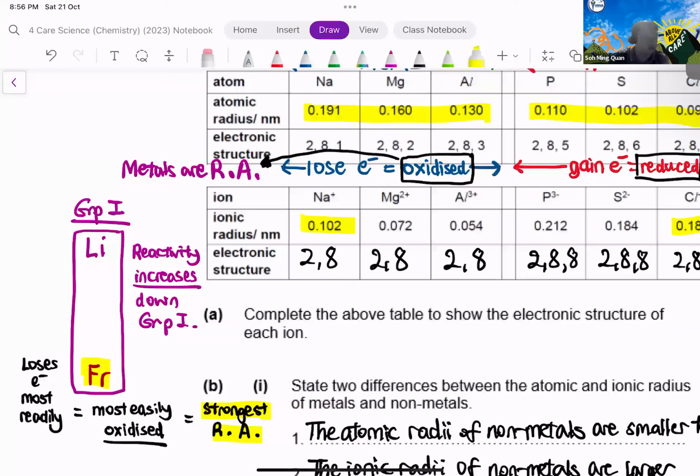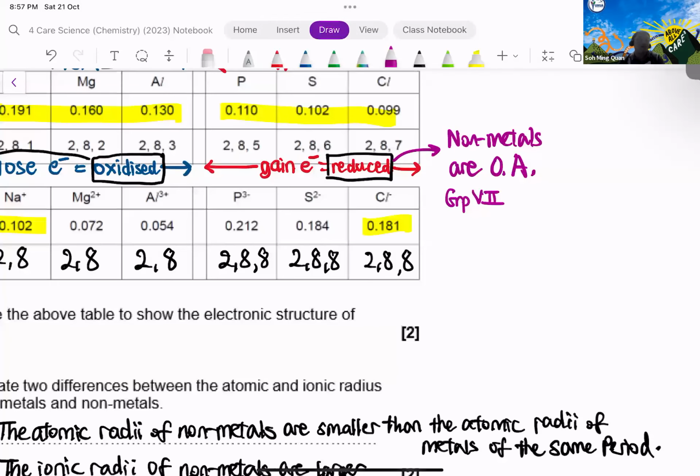Okay, so now we will move from the metals, which is group 1, to group 7, which is the non-metals. So I believe the non-metals you are very familiar. Halogens. Group 7, right? VII is 7. So it goes from fluorine, chlorine, bromine, iodine, astatine, right? So these are the 5 halogens which you have learned. All right. And you have also learned reactivity of group 7 follows the opposite trend because reactivity decreases down group 7.